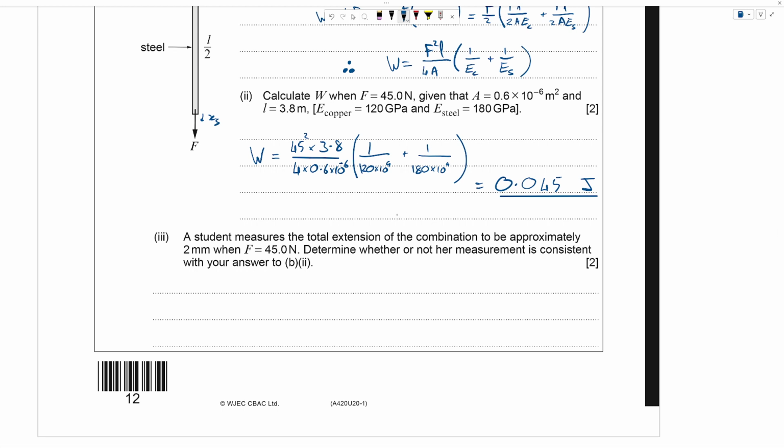Okay, a student measures total extension of the combination to be approximately 2 mm when F is 45 newtons. Determine whether or not the measurement is consistent with your answer to B-II. It was 45 newtons last time, so arguably the quickest way to do this is just to determine whether the amount of work done here matches what we've previously calculated.